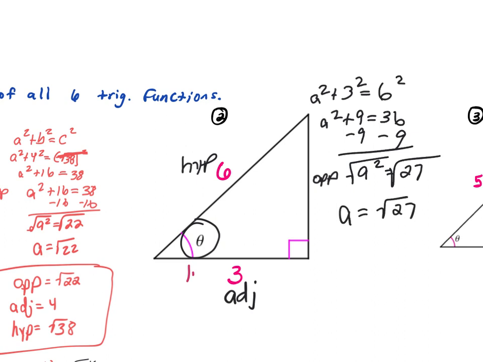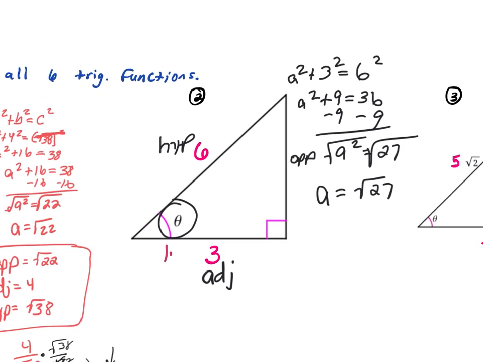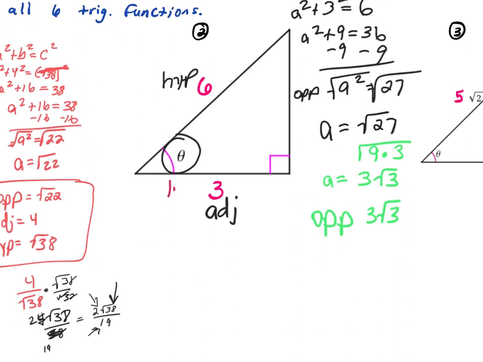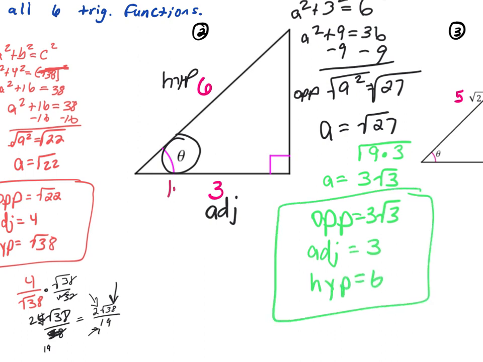Is that simplified, ladies and gents? Square root of 27, is that simplified? No. That's the square root of 9 times the square root of 3. So what you should have here for your opposite side should be 3 root 3. So opposite would be 3 root 3. Adjacent would be 3. And your hypotenuse is 6. And then you would use those 3 sides to find whatever trig functions I asked you to. But everything has to be simplified. Everybody with me on that?